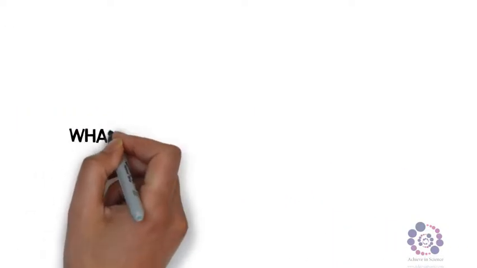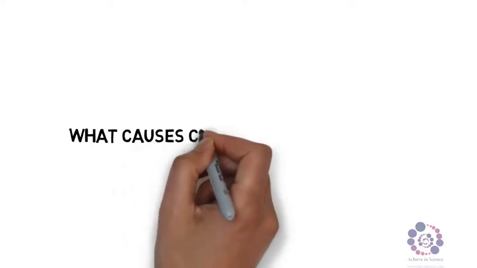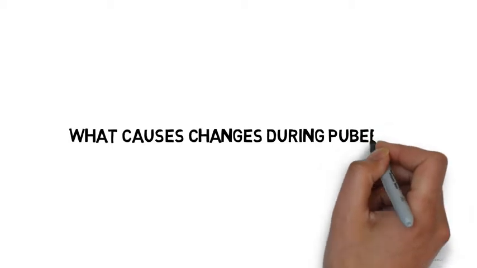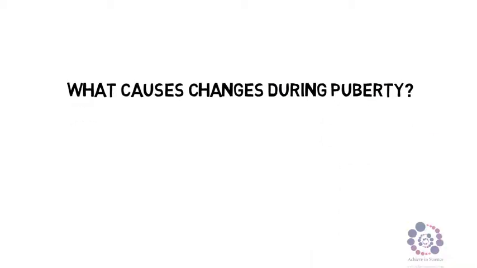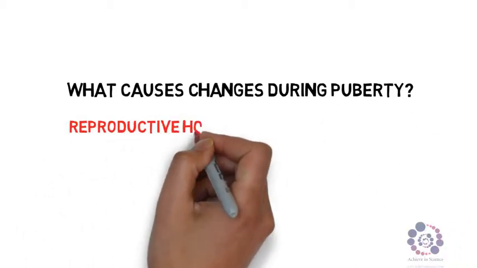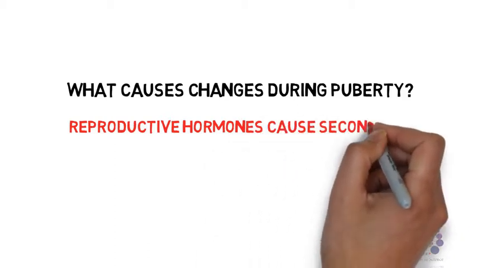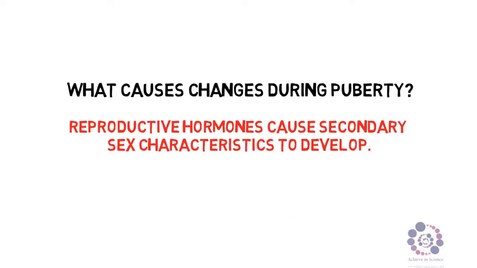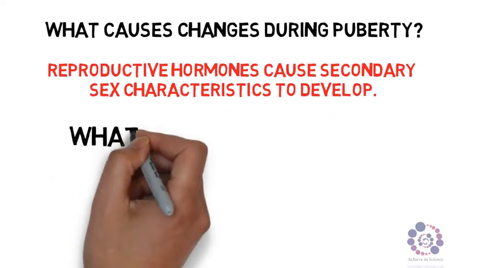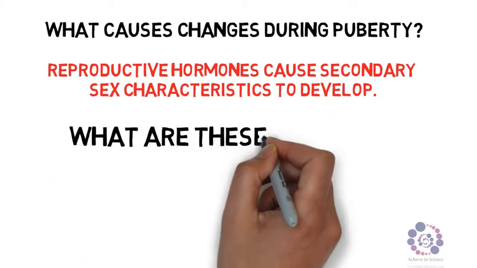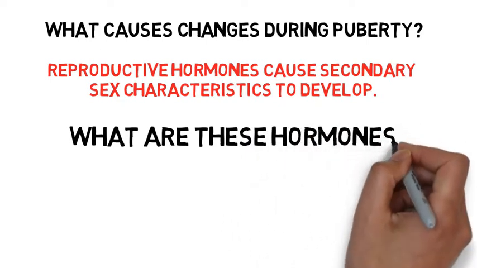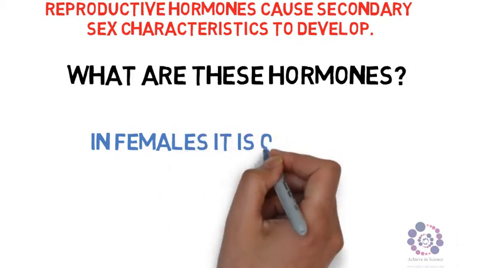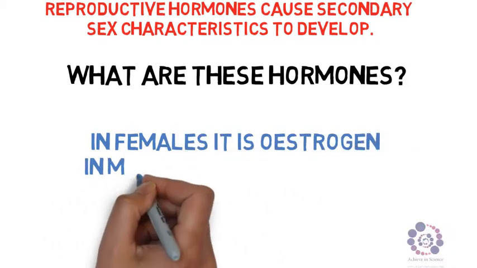So let's begin. As we grow up and as we mature, we go through a cycle of puberty. Puberty is where reproductive hormones cause secondary sex characteristics to develop. We need to know then what these hormones are. Well, they differ between males and females. In females, it is estrogen that is responsible, whereas in males, it is testosterone that is responsible.